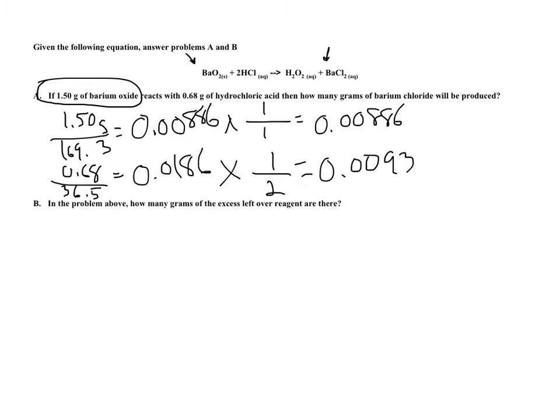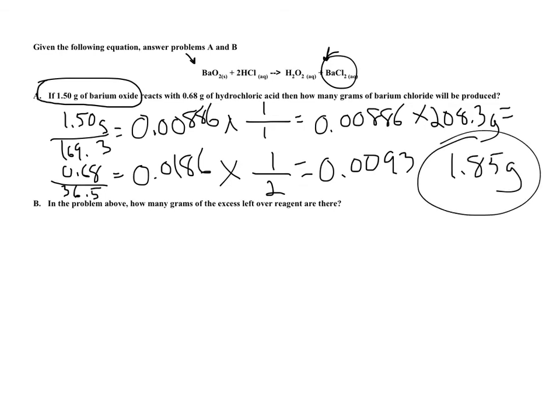Okay, so the barium oxide is the limiting reactant, because that's the one that so far has given us the smaller number of moles. To find the actual amount of product, we multiply the 0.0086 times the mass of barium chloride, which would be 208.3 grams. And when we do that out, we get an answer of 1.85 grams. So that's the answer to part 1.